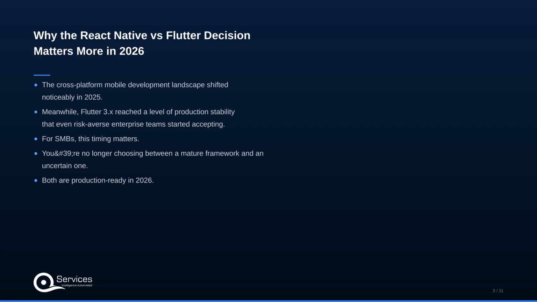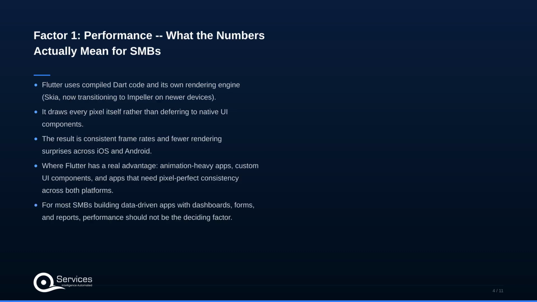According to the Stack Overflow Developer Survey 2024, React Native usage among professional developers sat at approximately 9%, compared to Flutter at roughly 9.1%, effectively tied for the first time. A few years ago, React Native's larger community was a clear differentiator. Today, that gap has mostly closed, which means the old default answer of just use React Native because more developers know it no longer holds. Next up, let's talk about Factor 1, performance.